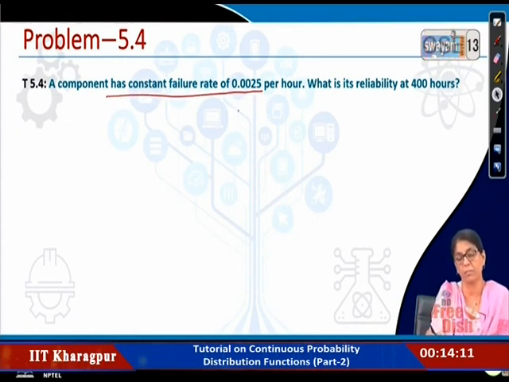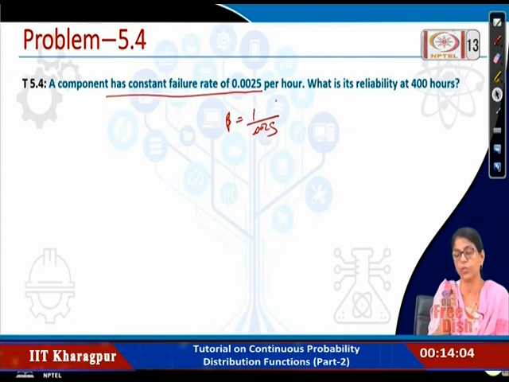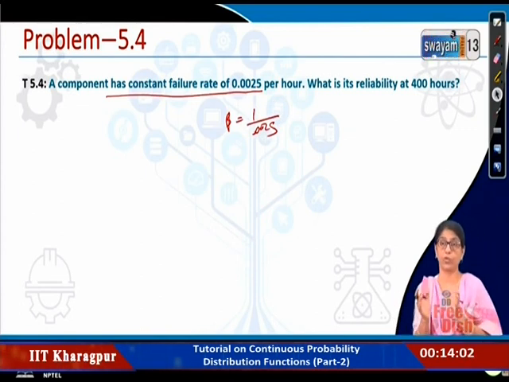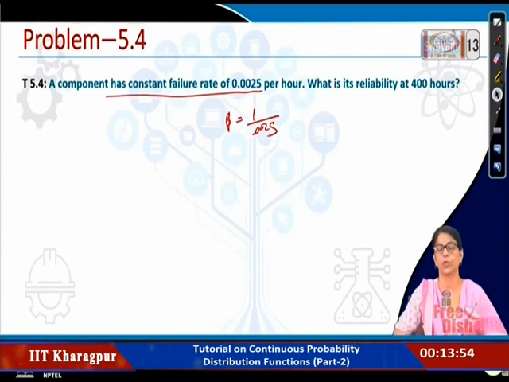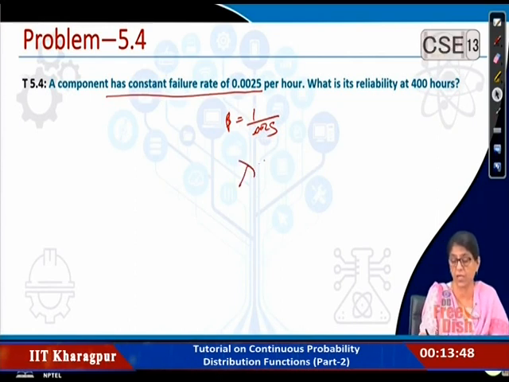That means if I consider beta, it will be equal to 1 by 0.0025, because this is 0.0025 failures per hour. When I consider beta, it is 1 failure per unit time. Okay. Rather, I can say here it is specified, lambda is specified. So, here lambda is equal to 0.0025.